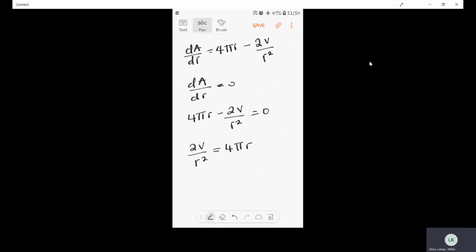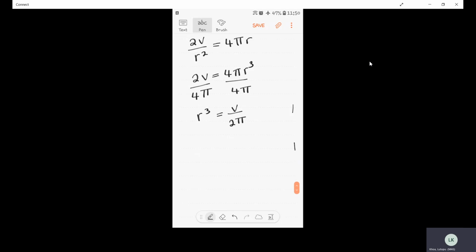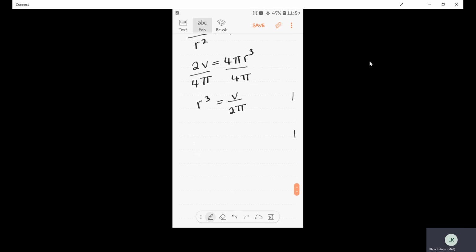Okay, we can multiply by r on both sides, so r squared rather. This is 4 pi r cubed, and then divide by 4 pi on both sides. Then I have r cubed equal to v over 2 pi. Now I'm interested in r, so I take the cube root on both sides. So r is equal to the cube root of v over 2 pi.